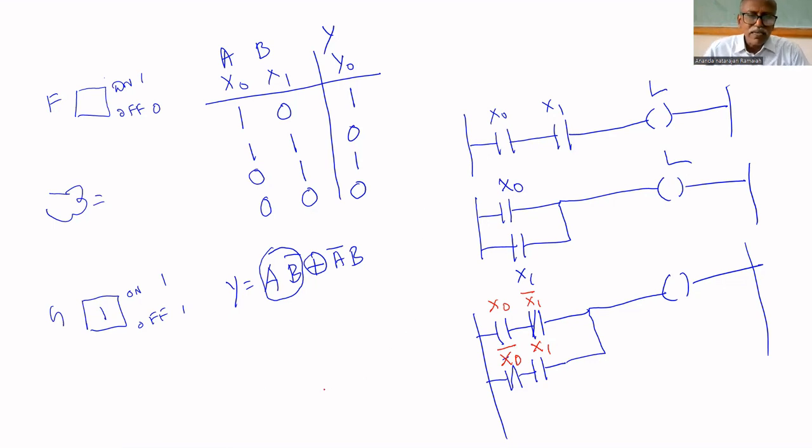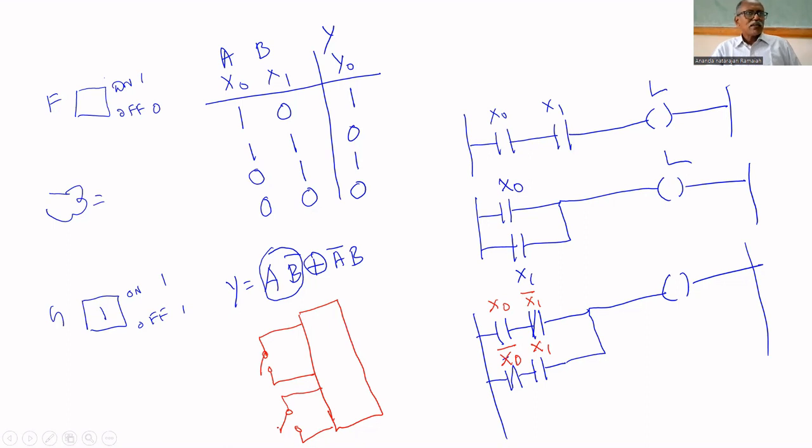Let us check. Here, what is the connection diagram? The connection diagram in the input module. X0 is connected to a toggle switch, not a push button. A toggle switch means if you close it, it remains closed. If you close it, it remains, it becomes 1. It remains 1. So I am putting a toggle switch, not a push button. For this function, you need a toggle switch.